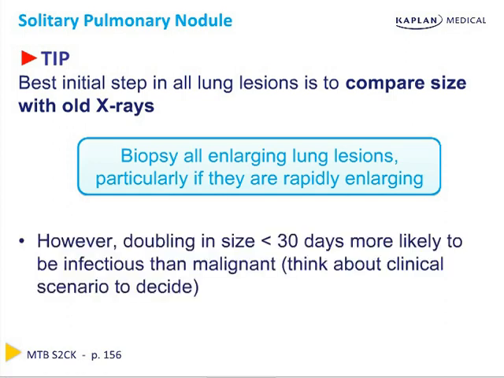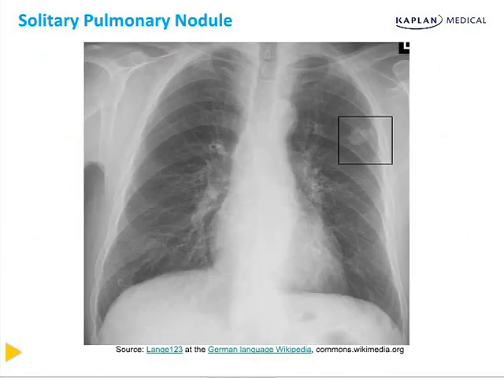However, you should be aware that if the lesion is really rapidly doubling, so doubling in size in less than 30 days, it's actually more likely to be an infectious etiology than a malignant one. You have to keep in mind the particular clinical scenario to decide whether or not to biopsy the lesion. Here's an example of what a solitary pulmonary nodule may look like. You can see there's one isolated area of hyperdensity seen in the left upper lobe.